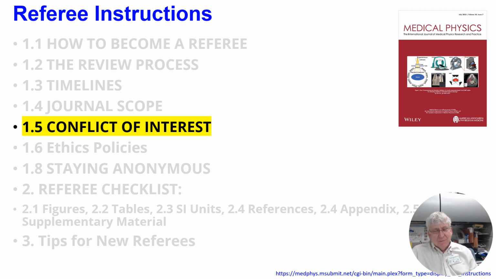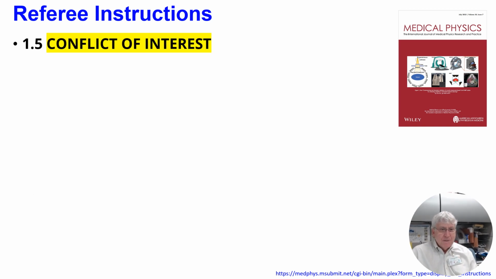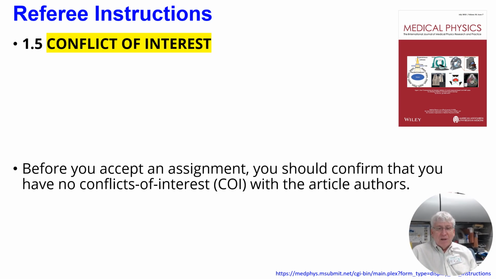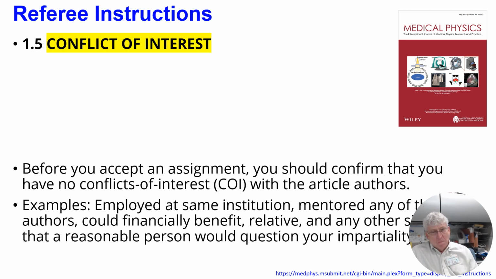Conflict of interest. Conflict of interest is very key and fundamental for the peer review process. Before you accept an assignment, you should confirm that you have no conflicts of interest with the article's authors. This is why double blinding can be problematic. So you want to make sure that you're not employed at the same institution, that you have not mentored any of the authors, could not financially benefit, and that a reasonable person would not question your impartiality.